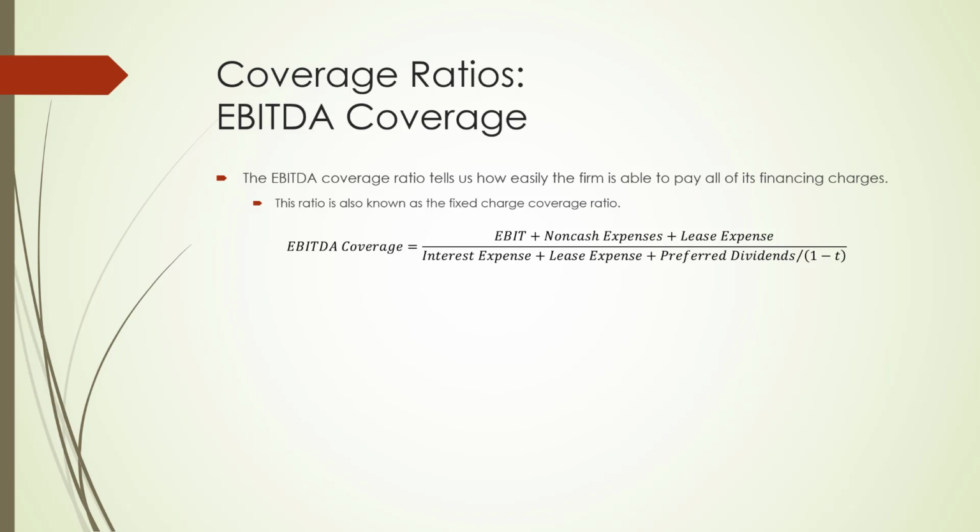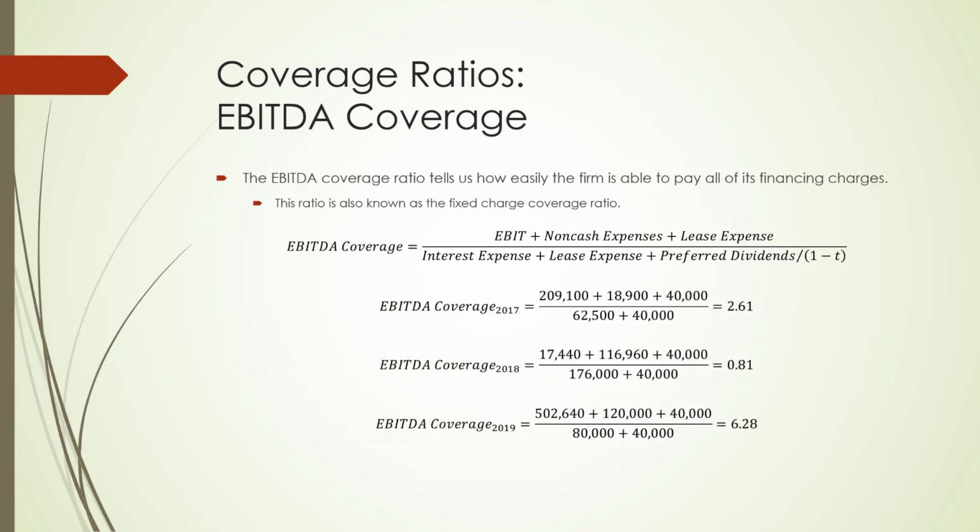Preferred dividends divided by 1 minus the tax rate tells us how many dollars you need on a pre-tax basis in order to pay your after-tax preferred dividends. Remember, preferred dividends, like common dividends, are paid out of after-tax dollars. So we need to convert this to pre-tax dollars to know how much we have to cover.